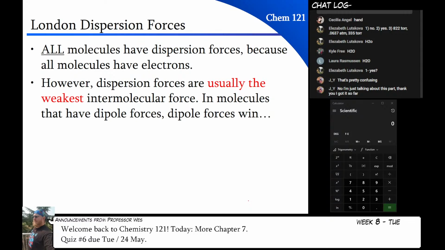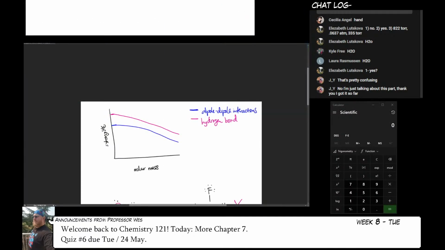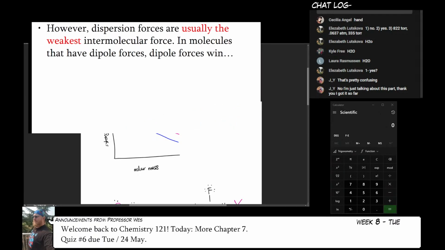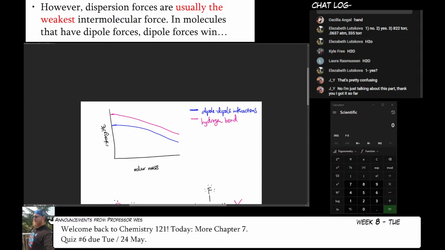All right. Now, again, remember, all matter has electrons, so all matter has dispersion forces. But these forces are generally rather weak. But as we saw in that last example, these forces can become more powerful if more of them are present. And in order for those to become more present, you just need more electrons. So dispersion forces are a bit unique in that regard.